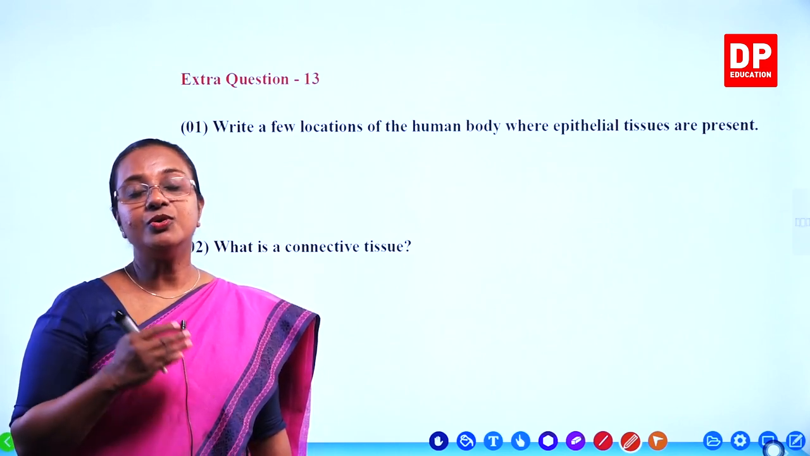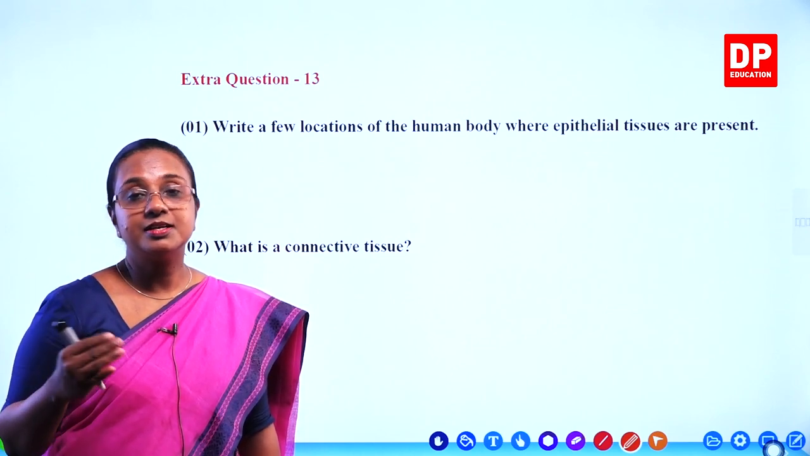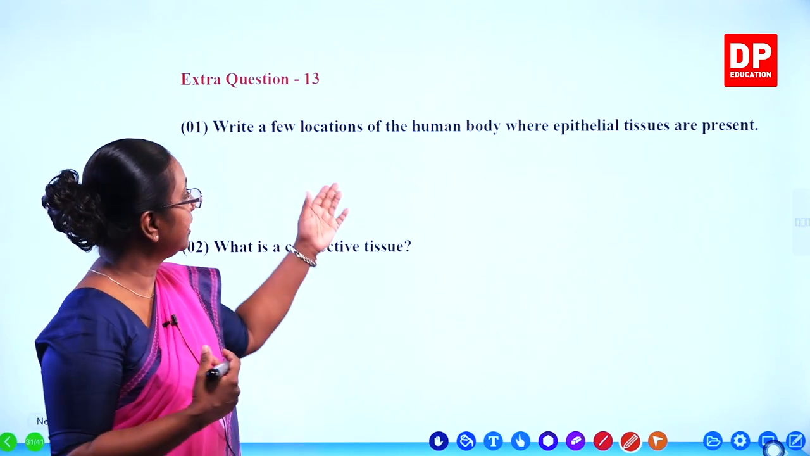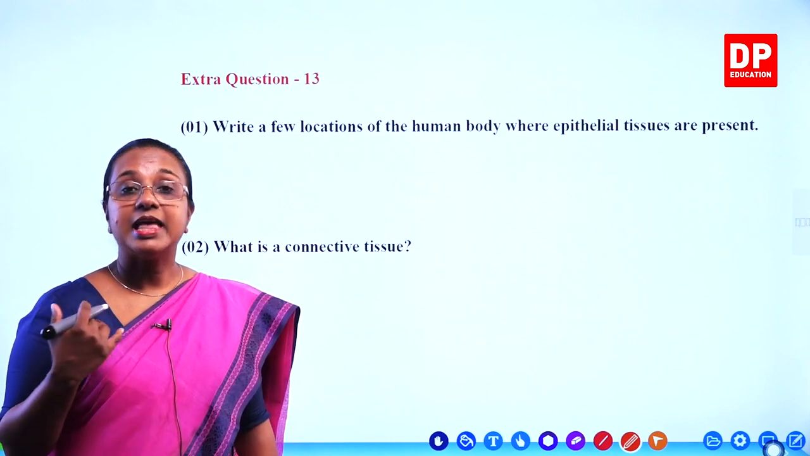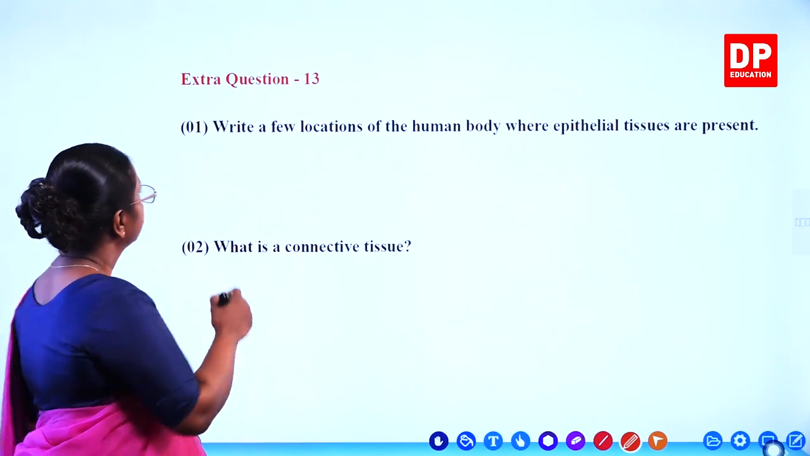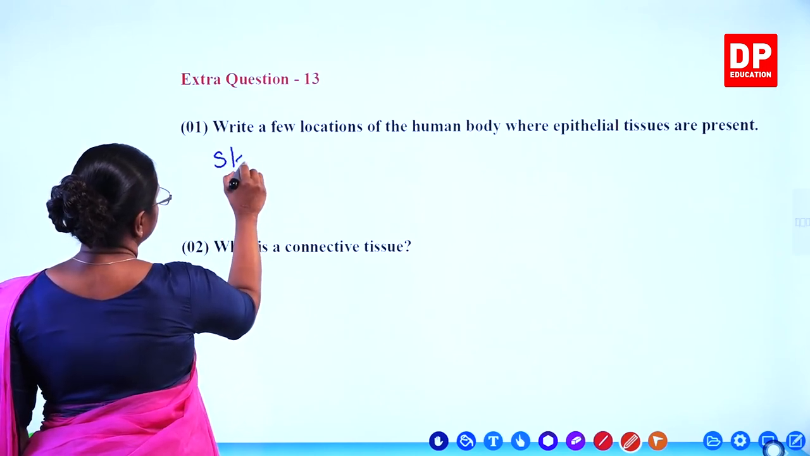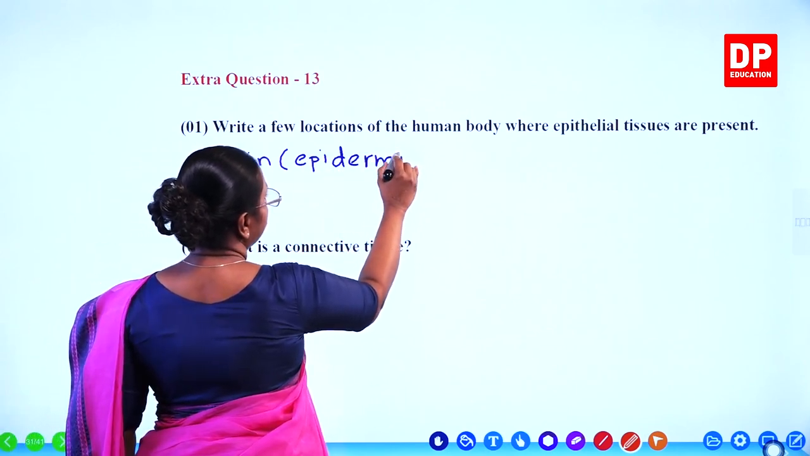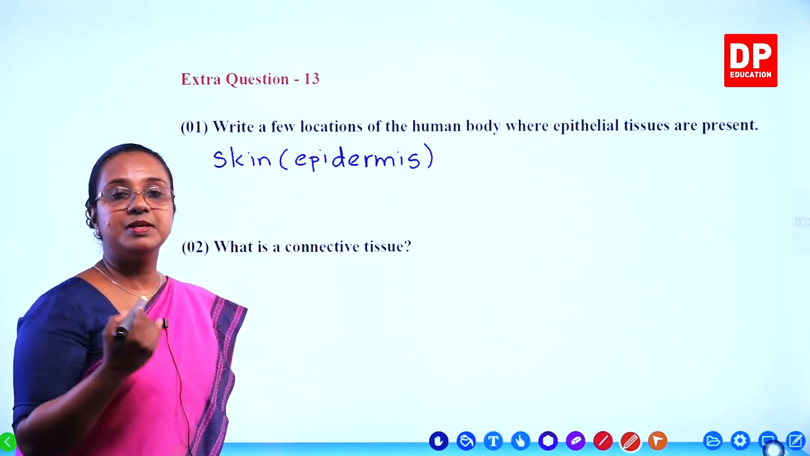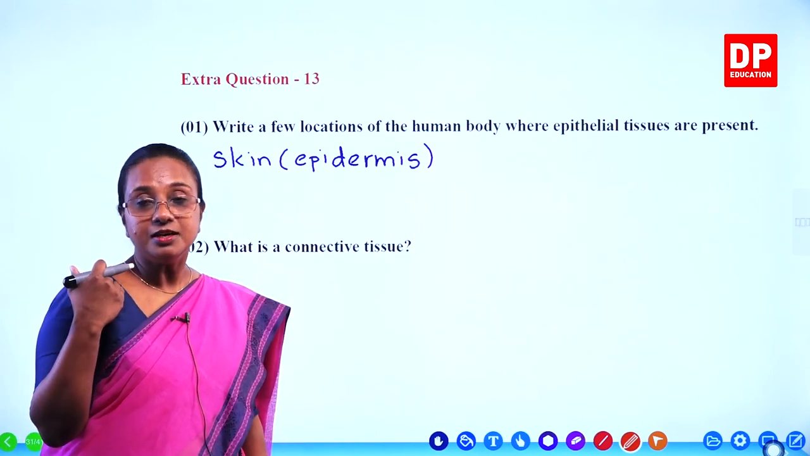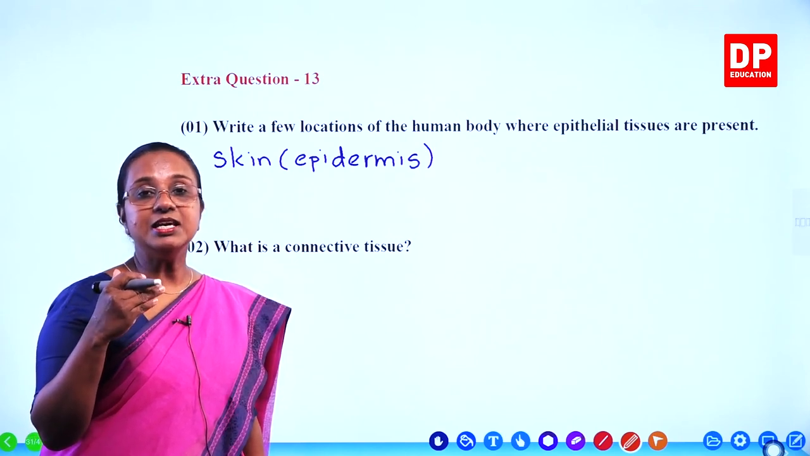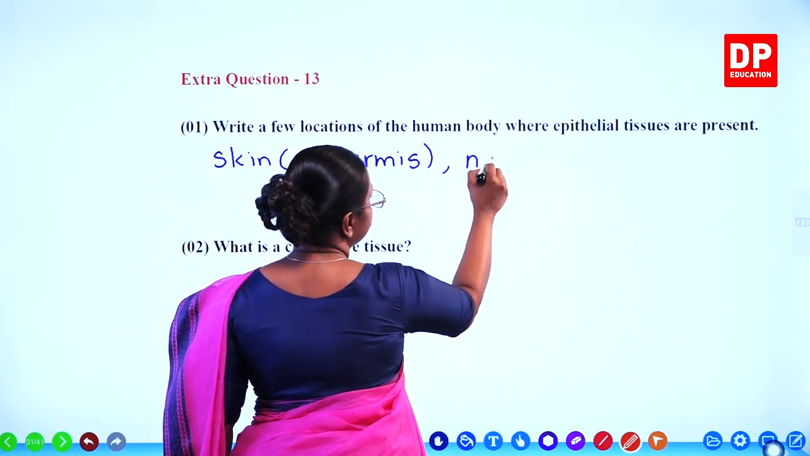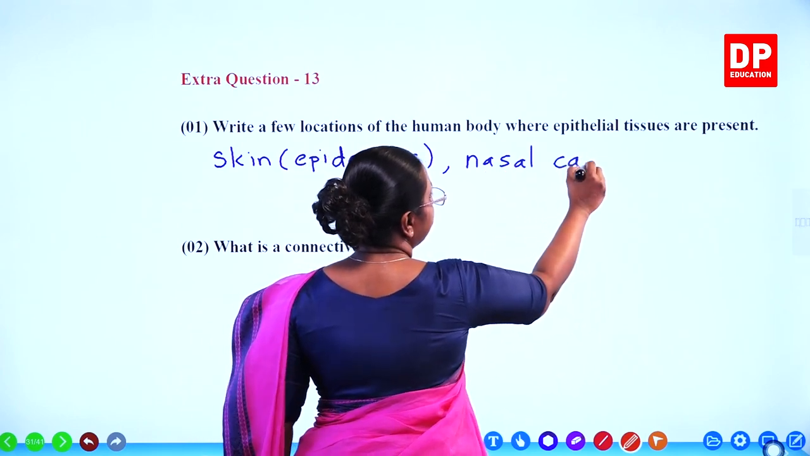The epithelial tissue lines up the free surfaces of organs. What we have around our body is an epithelial tissue, the epidermis of the skin. So that is one location. Skin, within brackets, we can give it as epidermis, or you can write it as epidermis of the skin. Then if we take the nose, the nasal cavity is lined by epithelial tissue. So the second location, we can say nasal cavity.